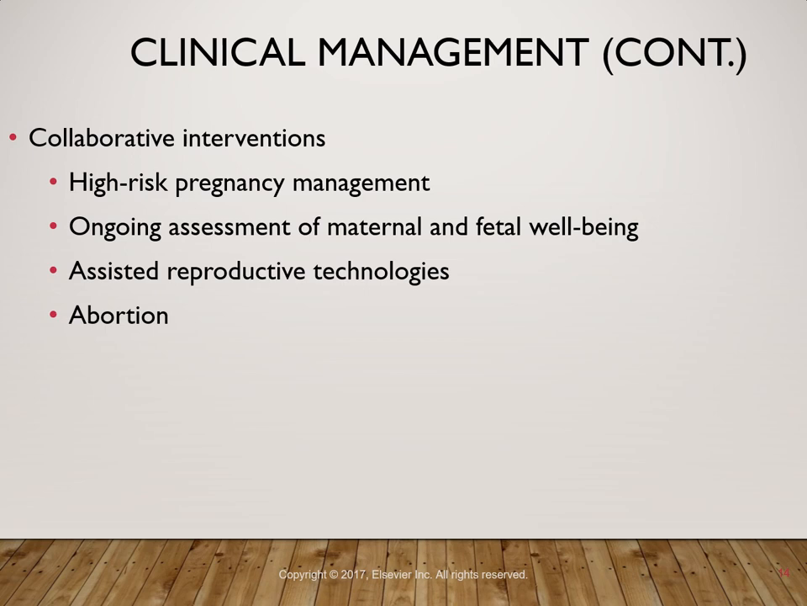It can be done up to 16 weeks after the menstrual period. So if you do the math, it kind of scratches the border of the first trimester. We have also other types of abortions that can be done by what is called dilation and curettage, D&C, when the cervix will be dilated and the product of conception will be removed from the uterus by scraping the mucosa and cleaning the cavity, the uterine cavity.